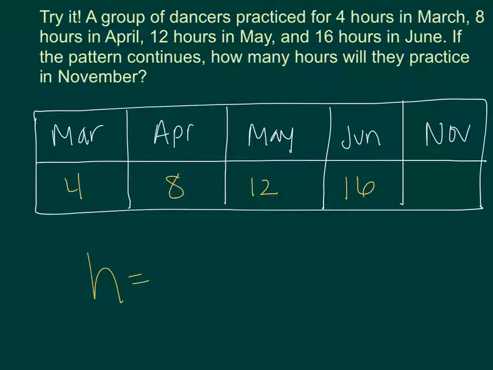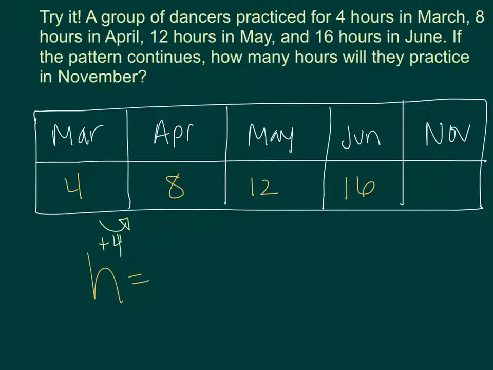Okay, now I tried to think of a way to make this work in an equation. I couldn't think of one. If you thought of one, please share it with me because I would love to hear it. But what I did is I just looked for a pattern because that was our objective today anyway. Look at this. They're just adding 4 for each month. Well, if I know my months in the year, I can just add 4 until I get there.